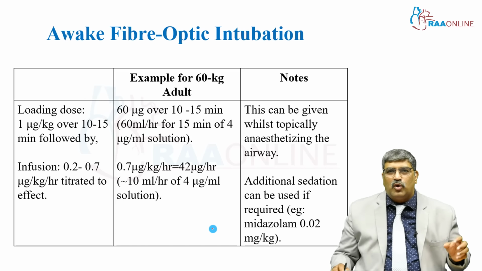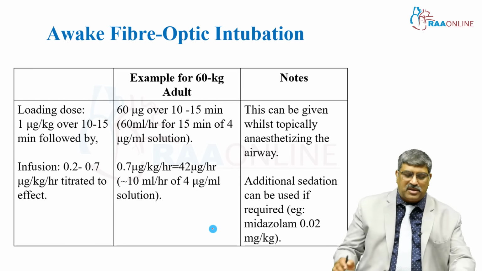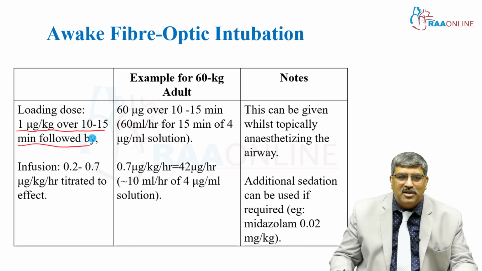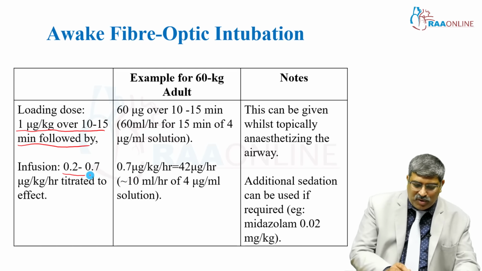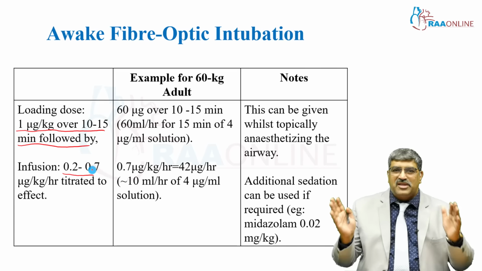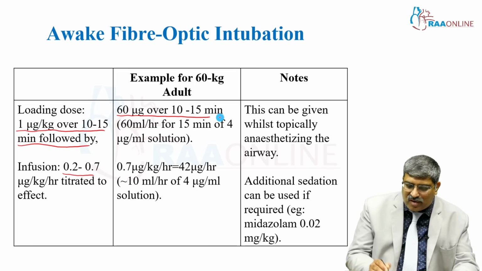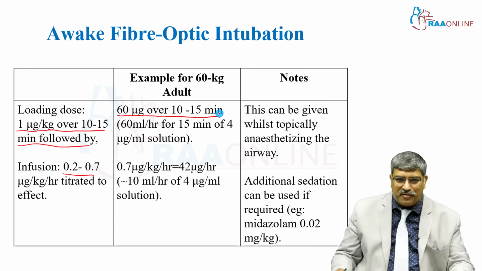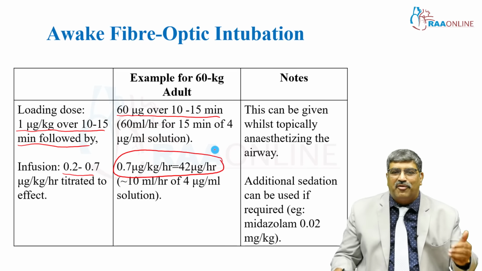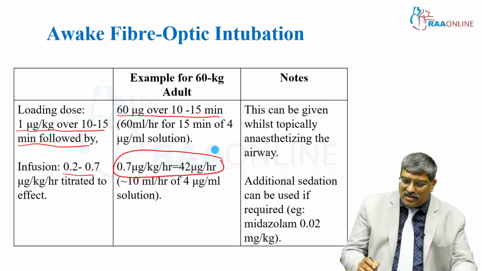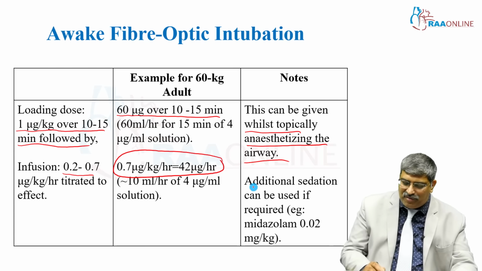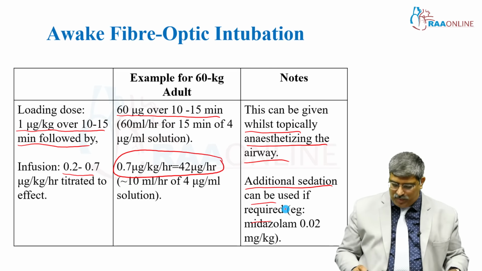Coming to the dose used for awake fibre-optic intubation, the loading dose is 1 microgram per kilogram over 10 to 15 minutes, followed by an infusion of 0.2 to 0.7 microgram per kilogram per hour titrated to the effect. For example, if the patient is 60 kgs, you give a dose of 60 microgram over a period of 10 to 15 minutes, then it will be 0.7 microgram per kilogram per hour, which is roughly 42 microgram per hour. This you can administer when you are giving regional anesthesia to the airway. And if additional sedation is required, you can add midazolam.